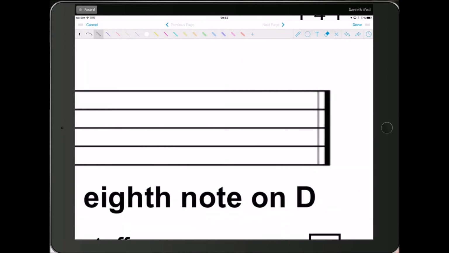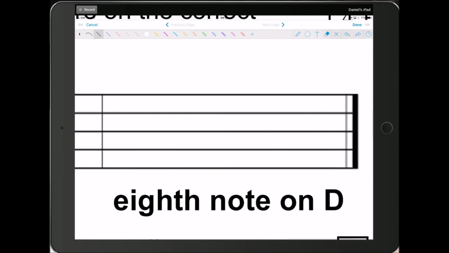Alright, this one says eighth note on D. So D can be in two spots. It can either be here, every good boy does fine, there's a D right here. Or this is E, and I can put the D right below E. I can put a D here, or I can put a D here. Both of these are perfectly acceptable.